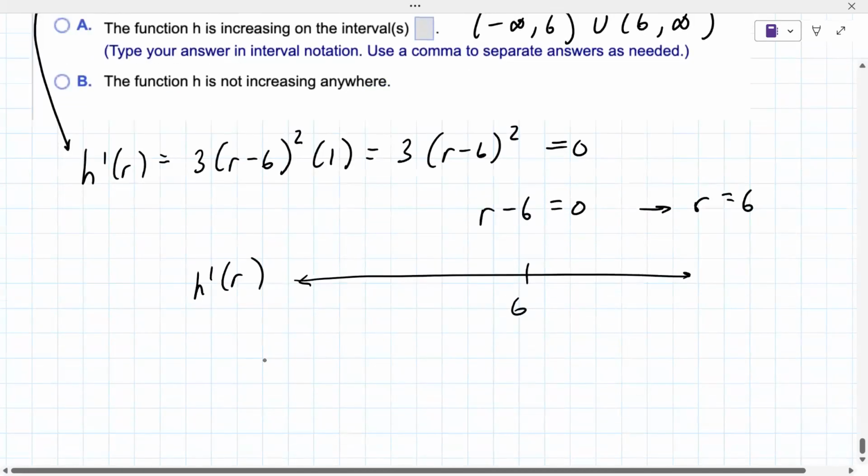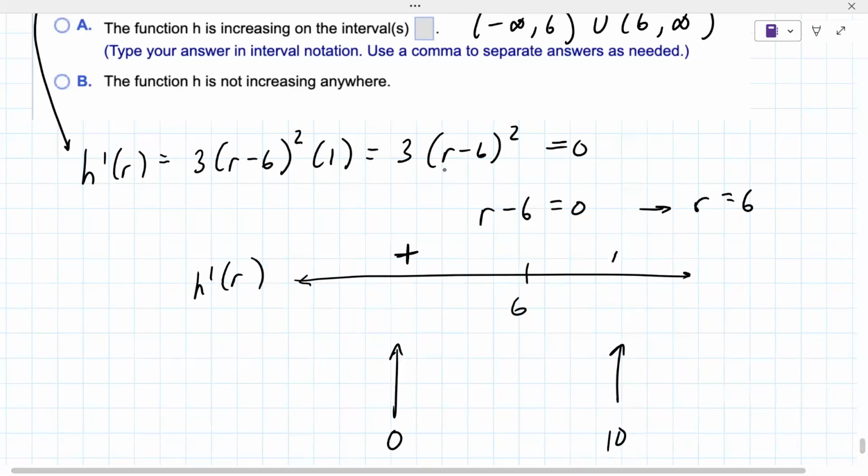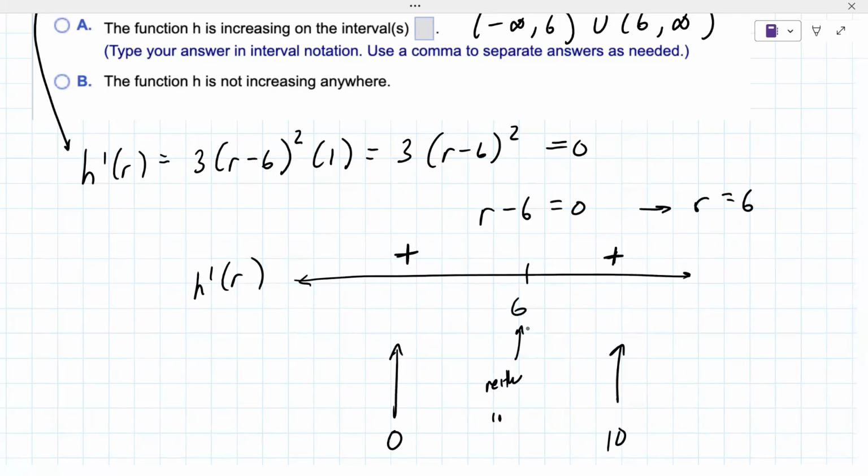So you test points, and you're testing them in the derivative, which is right here. 0 minus 6 is -6. -6 squared is 36. 3 times 36 is 108, which is positive. Positive means it's increasing. 10 minus 6 is 4. 4 squared is 16. 3 times 16 is 48. You get a positive number again, so that means it's increasing. But at 6, it is neither increasing nor decreasing.